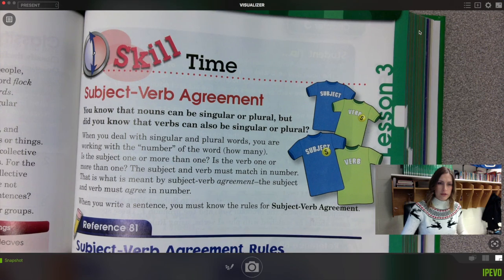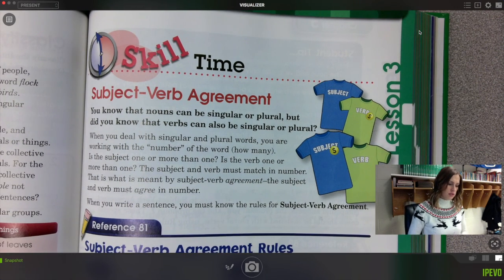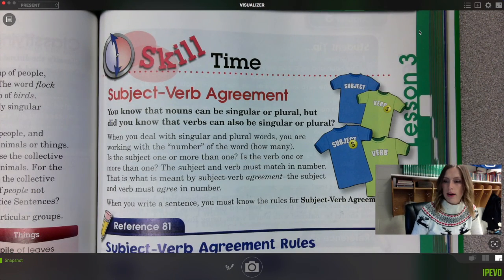Good morning, 3rd and 4th grade. Today for grammar, we're going to talk about subject-verb agreement and then do our classroom practice 21.